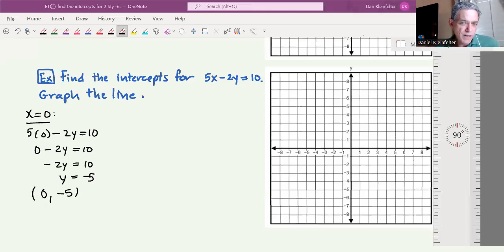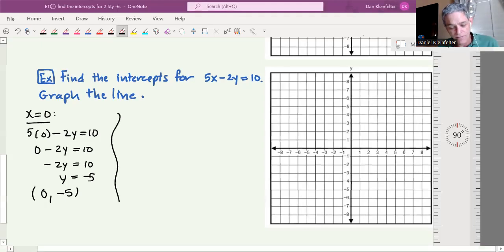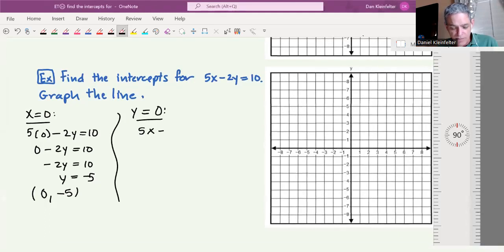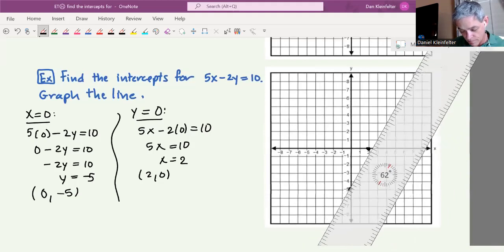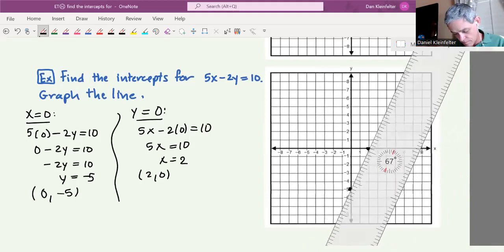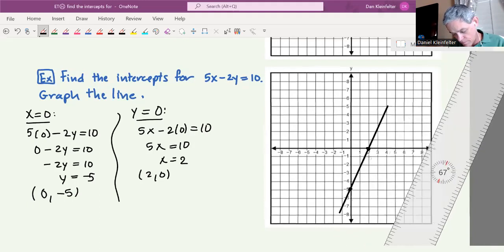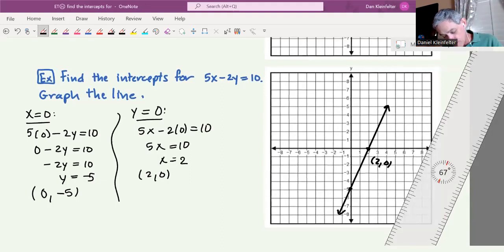All right, so I put 0 for x into the equation and then solve for y. Got a y of negative 5. Next, we'll put a y of 0. We'll have 5x minus 2 times 0 is 10. So that 5x is 10 and x is 2. This will give us the point 2, 0. So we have 2, 0 on the graph and 0, negative 5 on the graph. Good idea to label those points. We have 2, 0 and 0, negative 5.